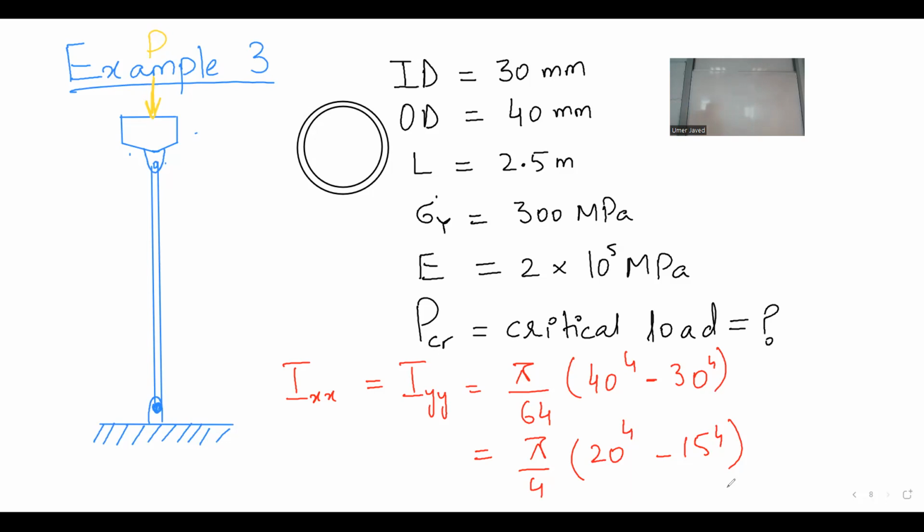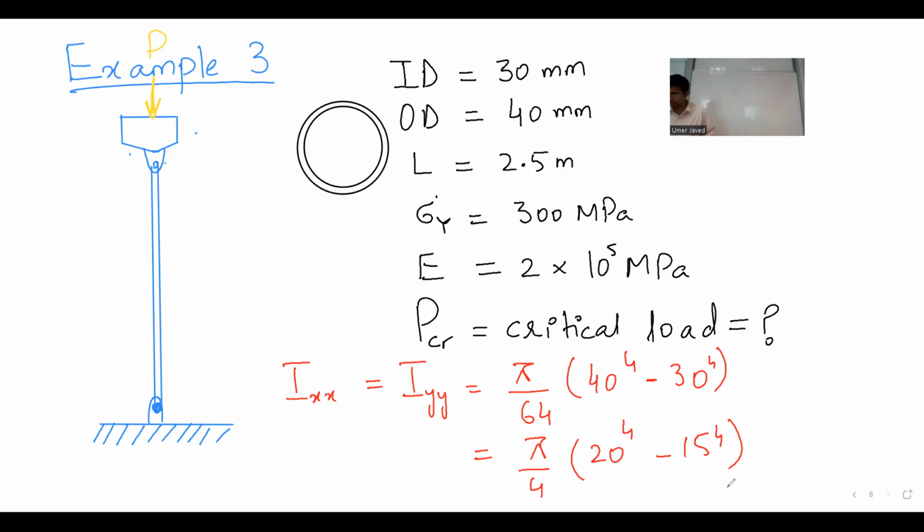Usman, the torsion formula used J or IP, the polar moment of inertia. IP or J is different than this I. This is the polar moment of inertia of an object, the ability of the object to resist twisting. But if you pull like this, then you will have Ixx or Iyy.